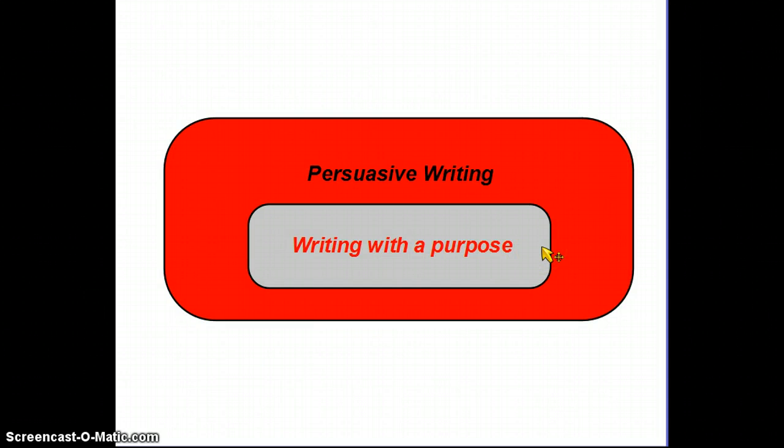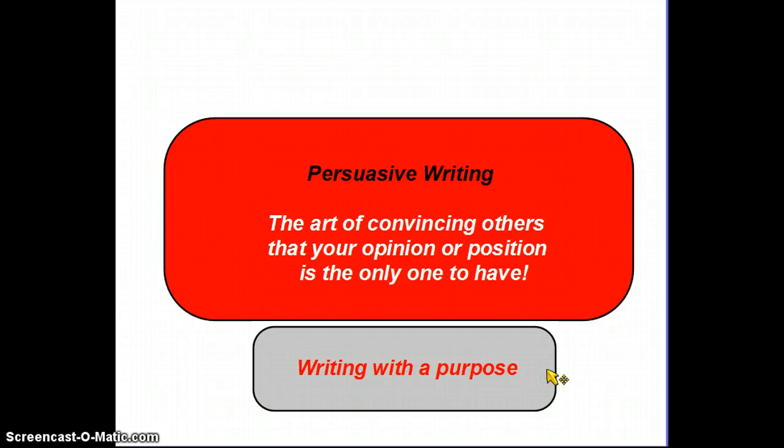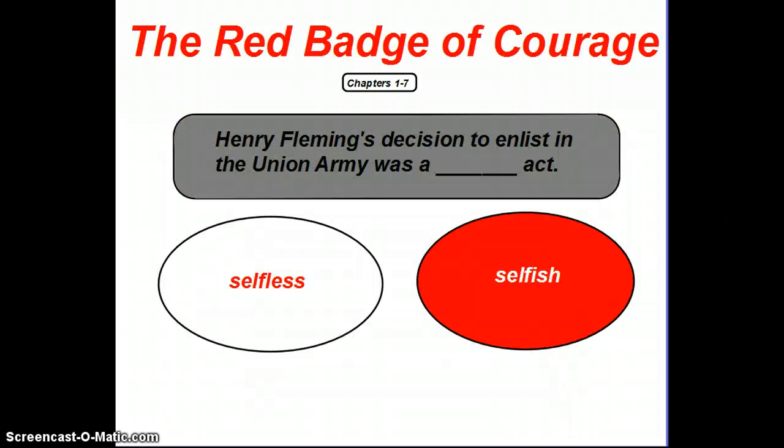So persuasive writing is writing with a purpose, like all writing, but in persuasive writing, it's the art of convincing others that your opinion or position is the only one to have. So persuasive writing is the concept of convincing others through writing. Let's take a look at how we're going to apply that in The Red Badge of Courage. In chapters 1 through 7, we've argued and determined a whole host of positions for why Henry Fleming decided to enlist in the Army.